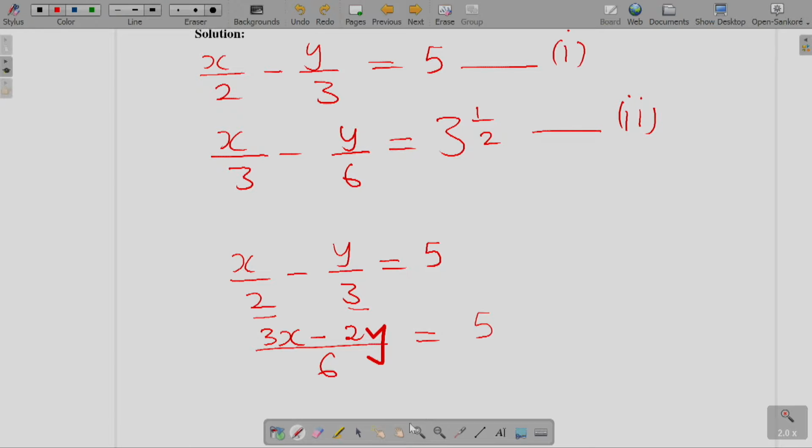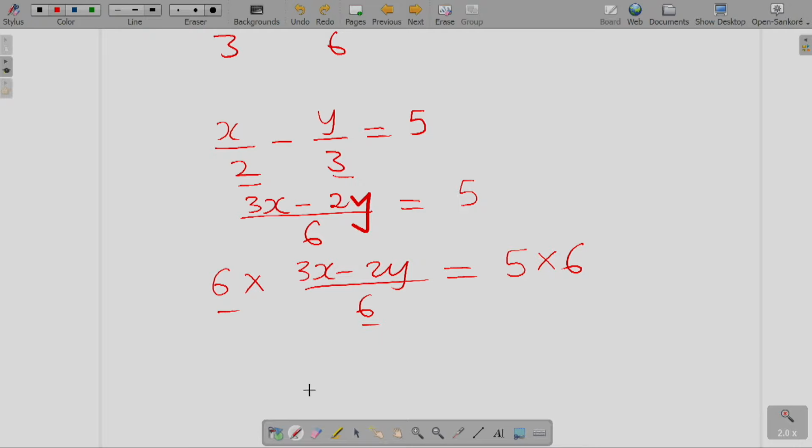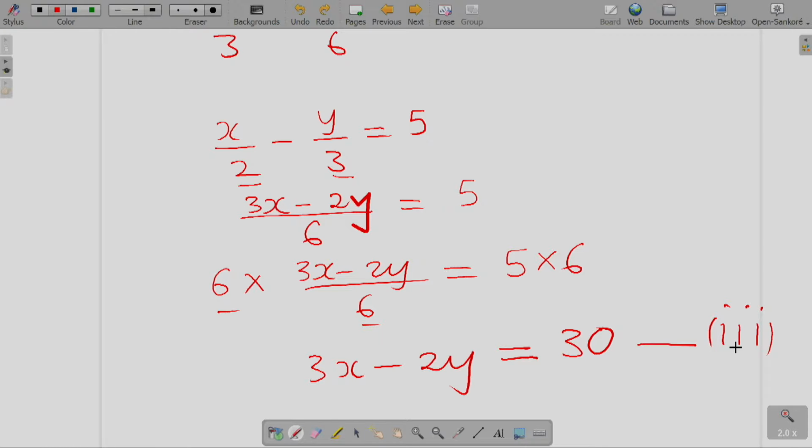Then multiply both sides by 6. So we'll have 6 times (3x minus 2y) divided by 6 equal to 5 times 6. So this 6 and this 6 will be cancelled out. It will remain 3x minus 2y equal to 5 times 6 equal to 30. So we'll get another new equation. Let's call it equation number 3, which is obtained by simplifying equation number 1.